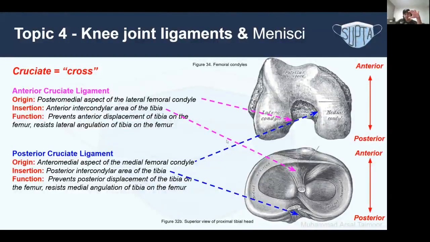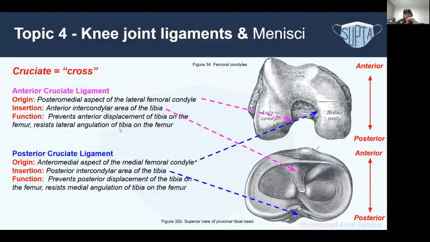So think of a cross and think of where it travels towards, and then think of the function. Because it originates from the femur and it inserts diagonally and crosses over to insert onto the anterior aspect of the tibia, it will prevent anterior displacement of the tibia on the femur, and resist that lateral angulation of the tibia on the femur.